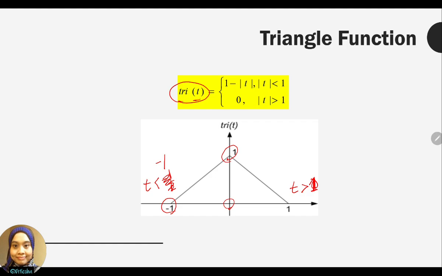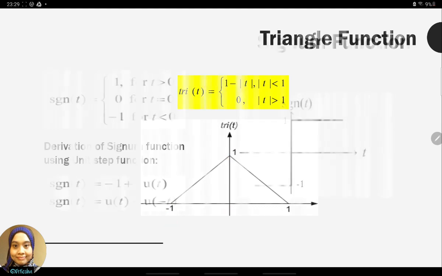Okay, so when you want to represent it as an equation, you can put 1 minus modulus t, or magnitude t, and when the magnitude t is less than 1, you can have it that way, and it will be 0 when modulus t is more than 1. So if the modulus t over here is when you have modulus negative 1, it will be positive 1 as well. So it's either way. This also is modulus t, and this also is the modulus t. Okay, that is the triangle function.